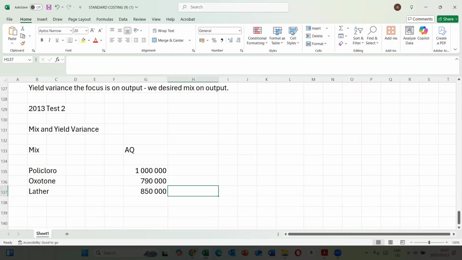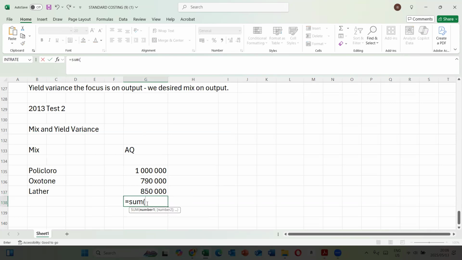Right, so this is the actual quantity which they actually used. So in total, it gives us a total of 2,614,000. This is the actual quantity.